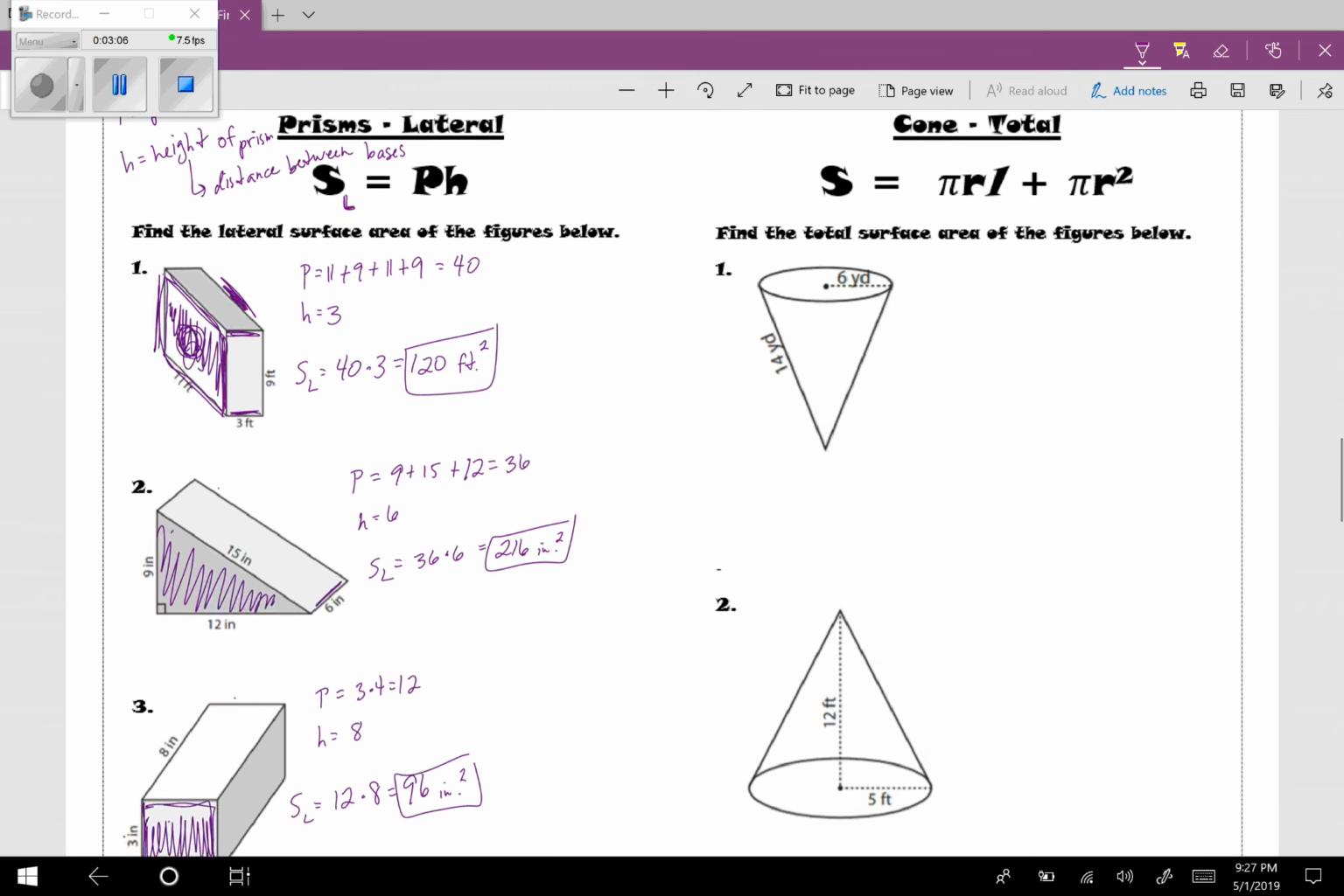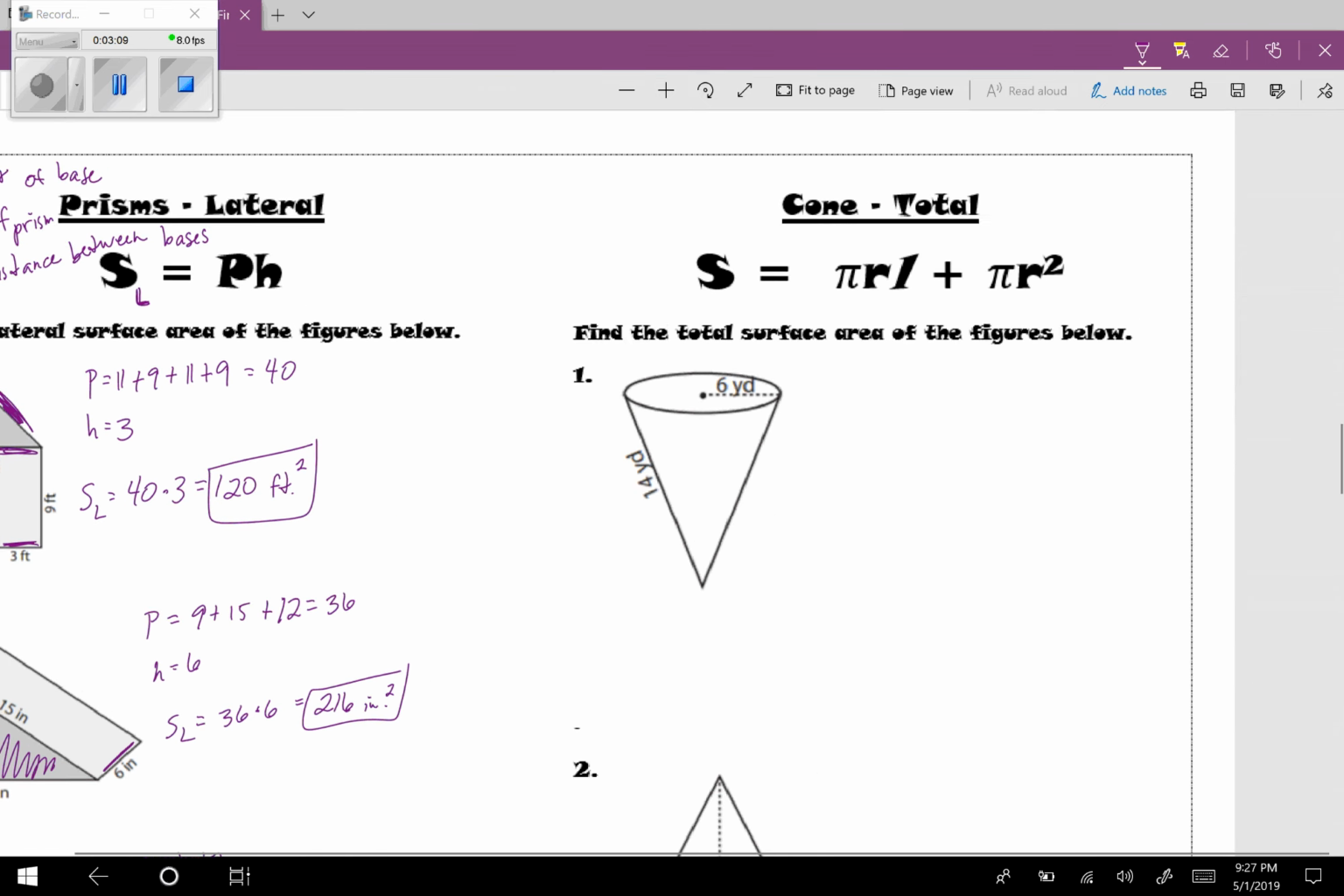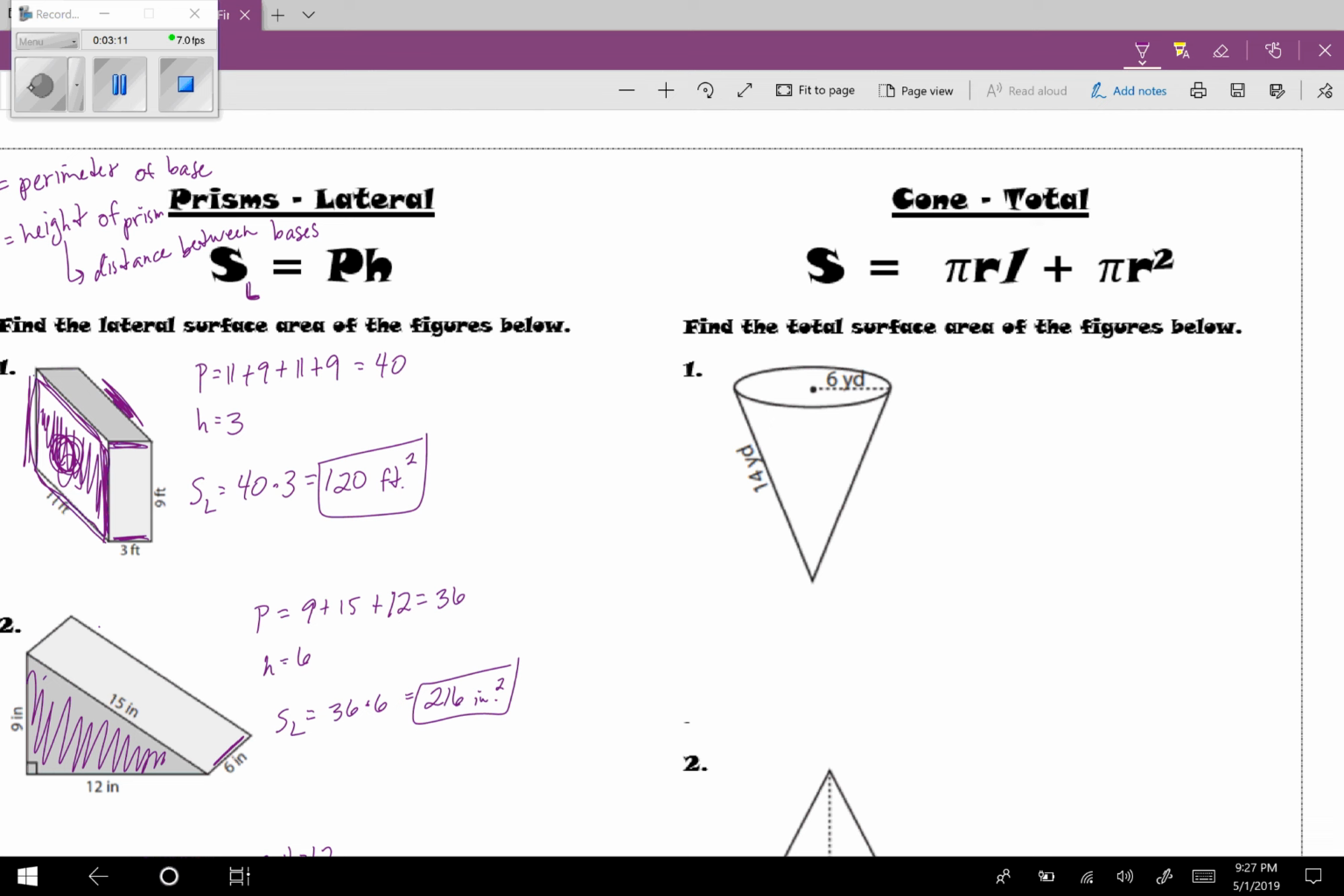Now we'll go up here and do the total. Our total surface area is going to be that lateral surface area, but then we also have to add in the circle part. That's just this new little bit right here. So we'll practice with these couple examples. Our radius is 6, our slant height is 14. So our total surface area is pi times the radius times the slant height plus pi times r squared, because that's the area of a circle.